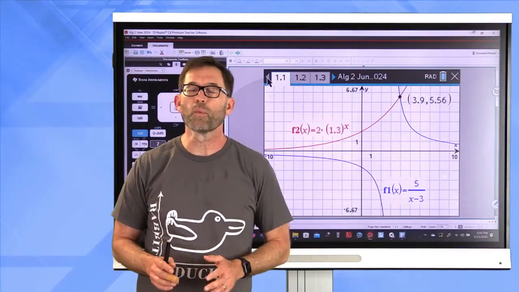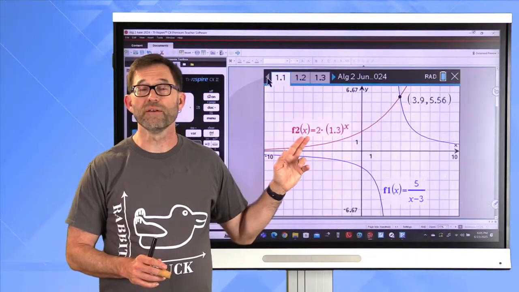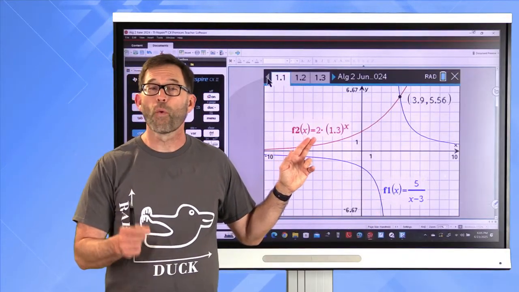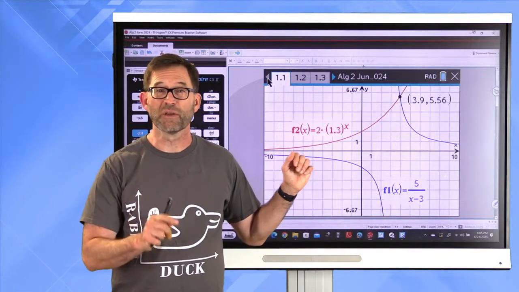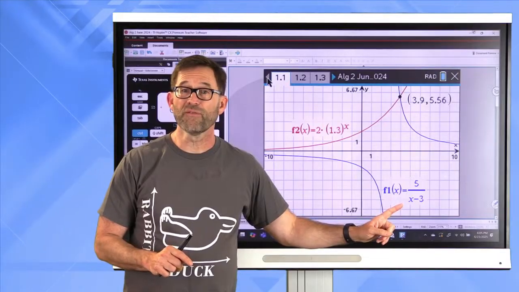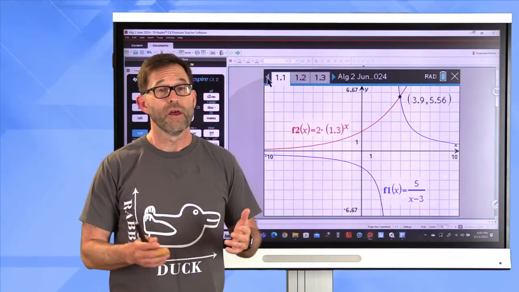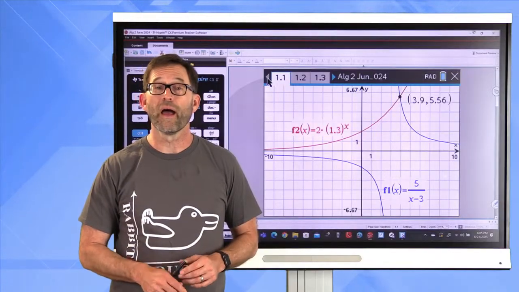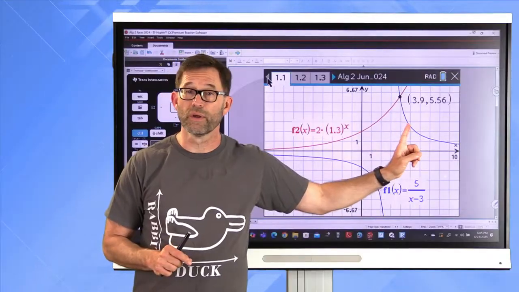Well, keep in mind we're solving the equation f of x equals g of x, if you will, for the value of x, not the value of y, right? Because ultimately, if I have 5 divided by x minus 3 equals 2 times 1.3 to the x, there really truly is only one variable, and that's the x value. So the solution to this equation is going to be 3.9.